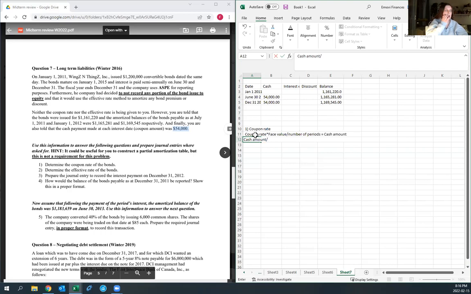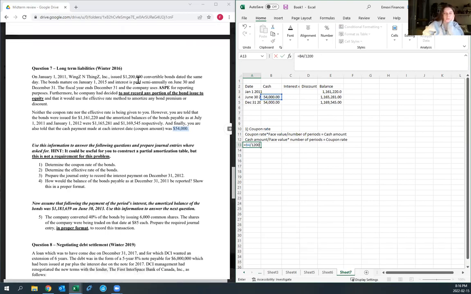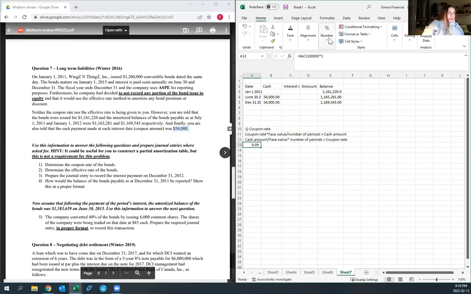Divided by face value times the number of periods to get my coupon rate. So cash amount is 54,000. My face value is 1.2 million. And the number of periods per year is 2. So the coupon rate is 9%.